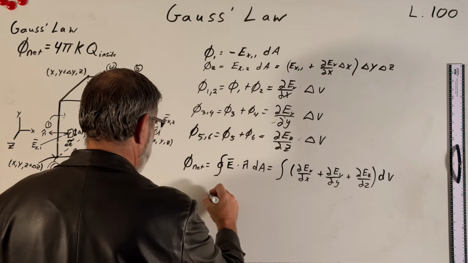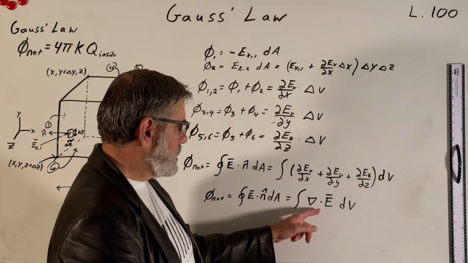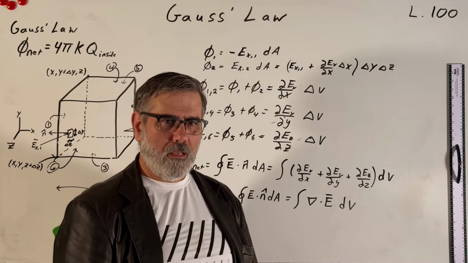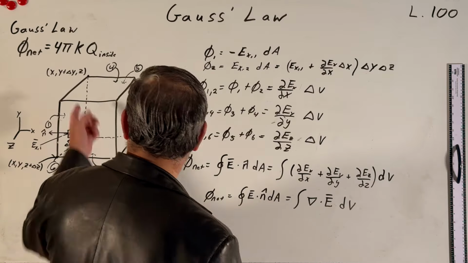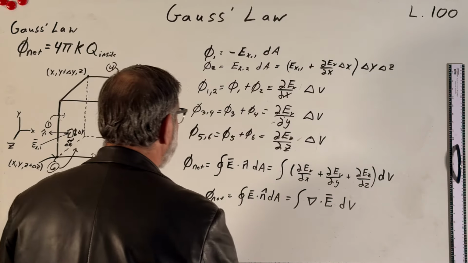Let's just do it like this. Del dot E, we call it the divergence of E, okay? And this is either Gauss's theorem or Gauss's law. Did I get that? No, this is Gauss's law, okay? So we can write Gauss's law in terms of this, right?